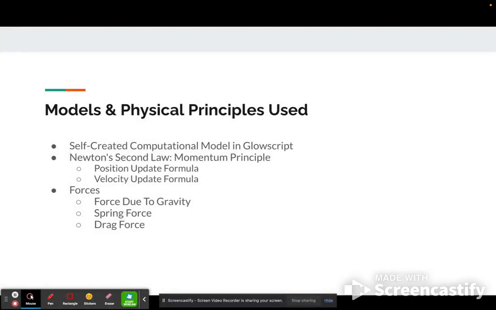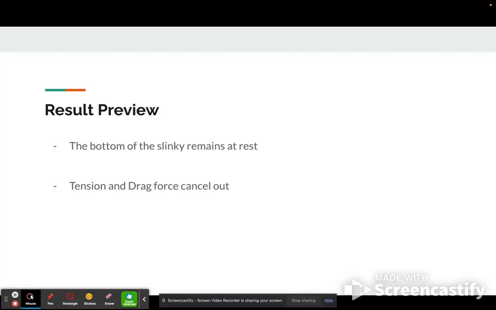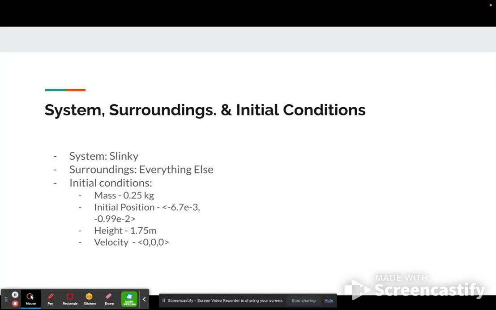The models and physical principles that we're using are a self-created computational model in GlowScript, Newton's second law, which is the momentum principle, so the position update formula and the velocity update formula, and then the forces due to gravity, spring force, and drag force. A preview of the results is that the bottom of the slinky remains at rest because tension and drag force cancel out.